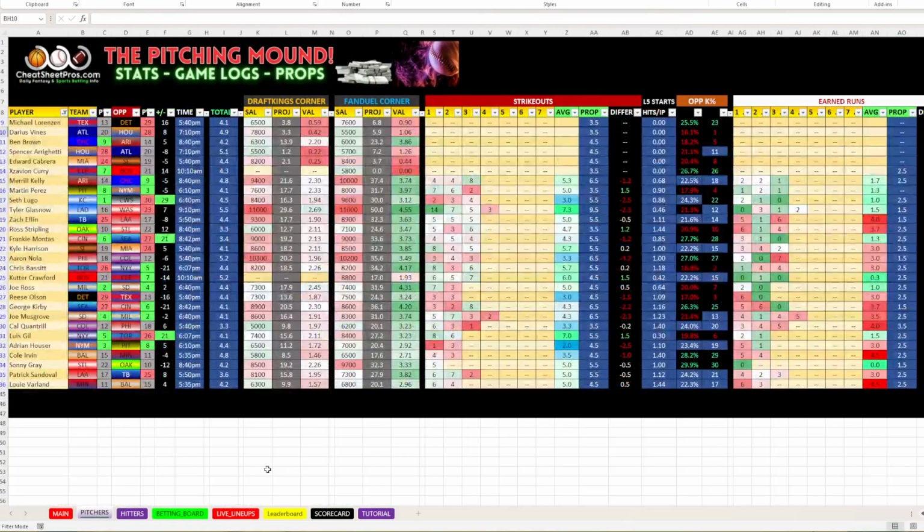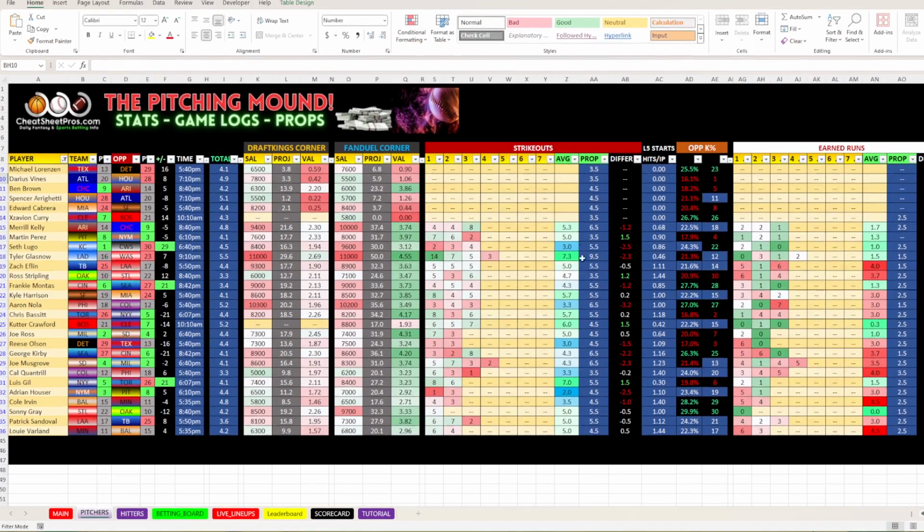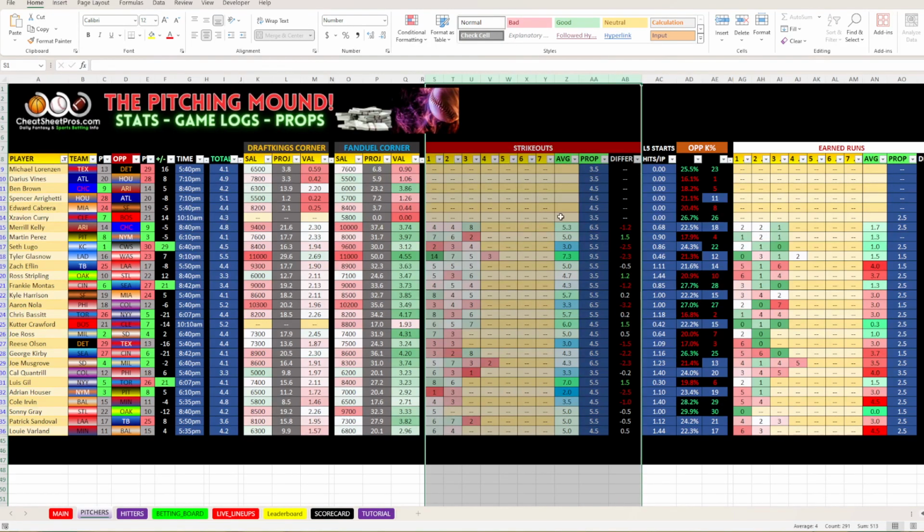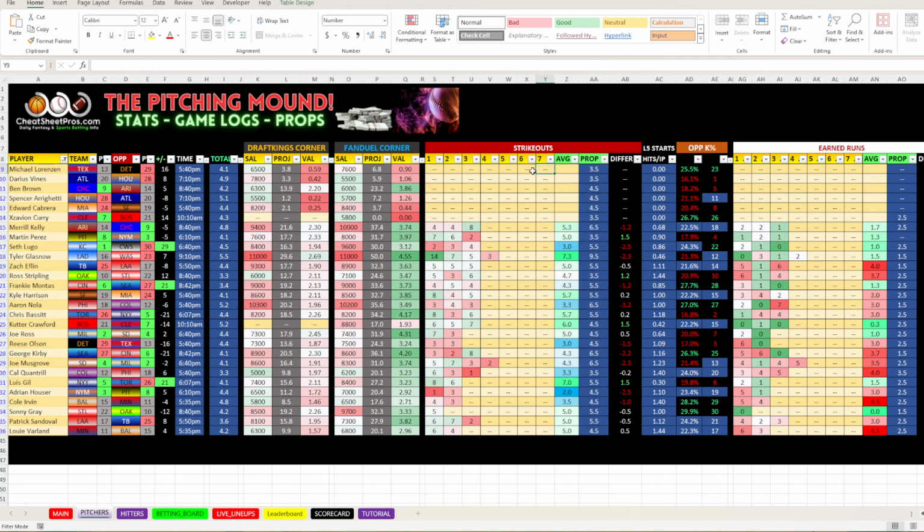Now, I always start over here on the pitcher tab. I don't want to zoom it out anymore because you won't be able to see it. I did flip this around just a little bit so it may look different for you guys. So here, this is all of your strikeout tabs. This is the last 7 games for the pitcher, their average strikeouts. This is what the DK prop is for their strikeouts and then the difference.